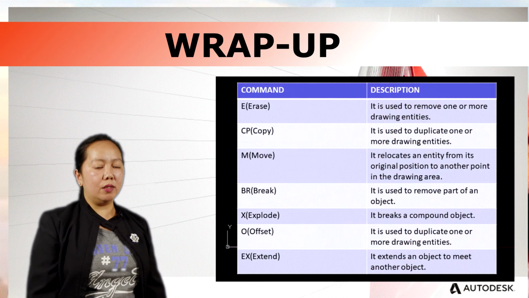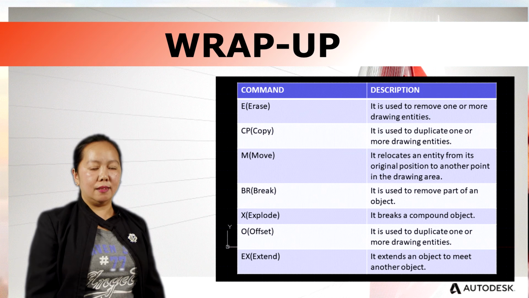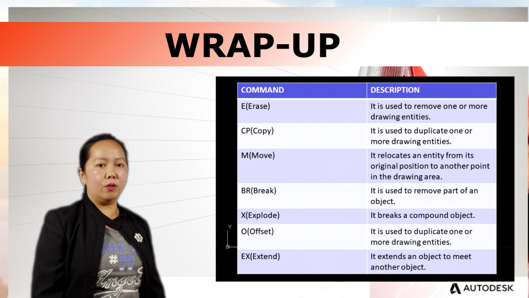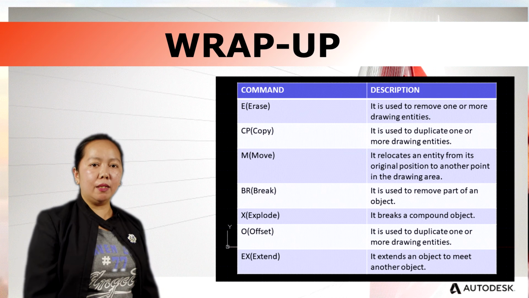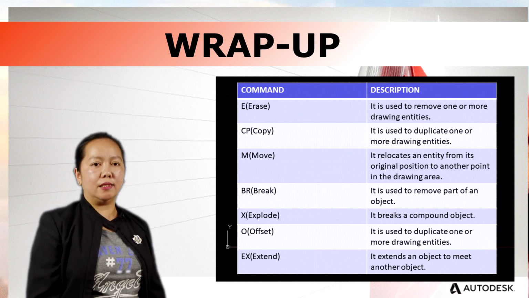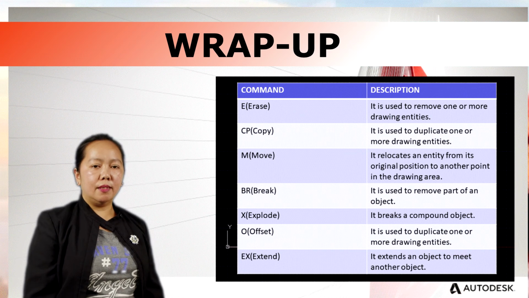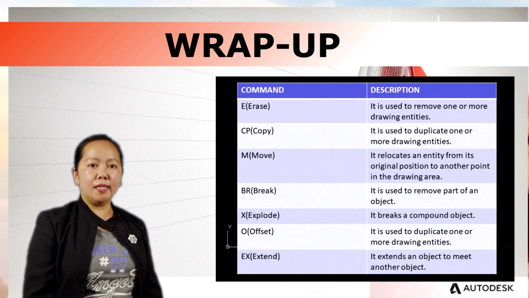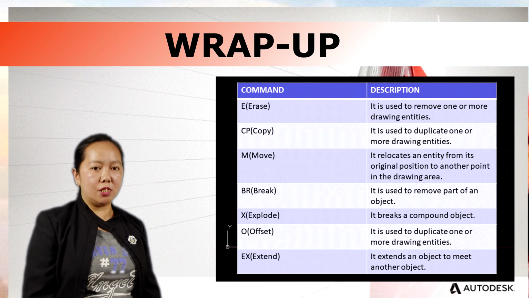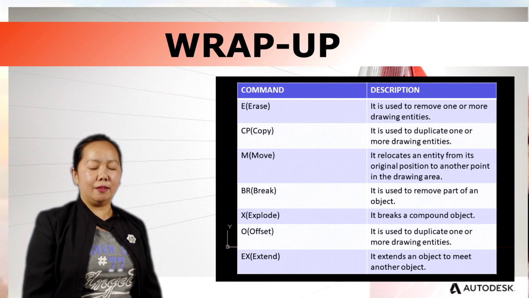The basic modify commands. Erase or delete command. The erase or delete command is used to remove one or more drawing entities. The copy or CP command is used to duplicate one or more drawing entities. The move or M makes it possible to relocate an entity from its original position to another point in the drawing area.